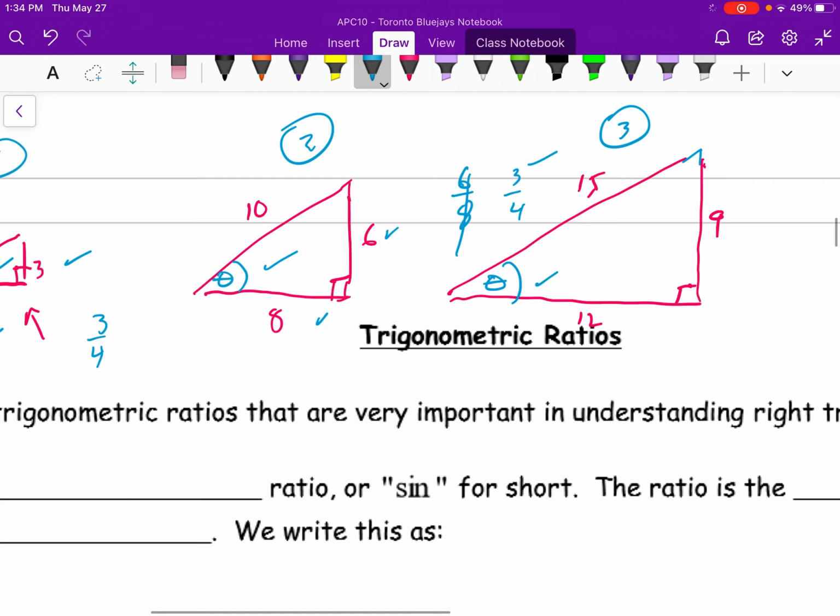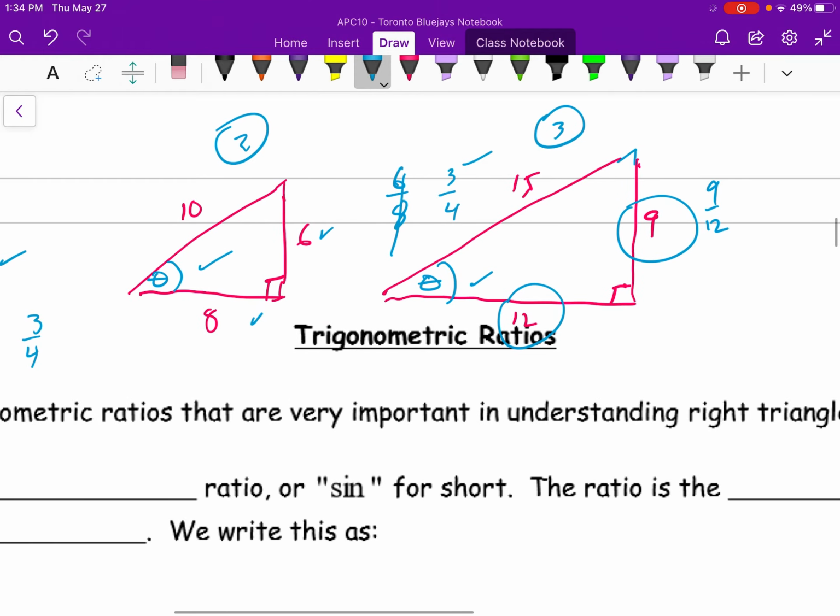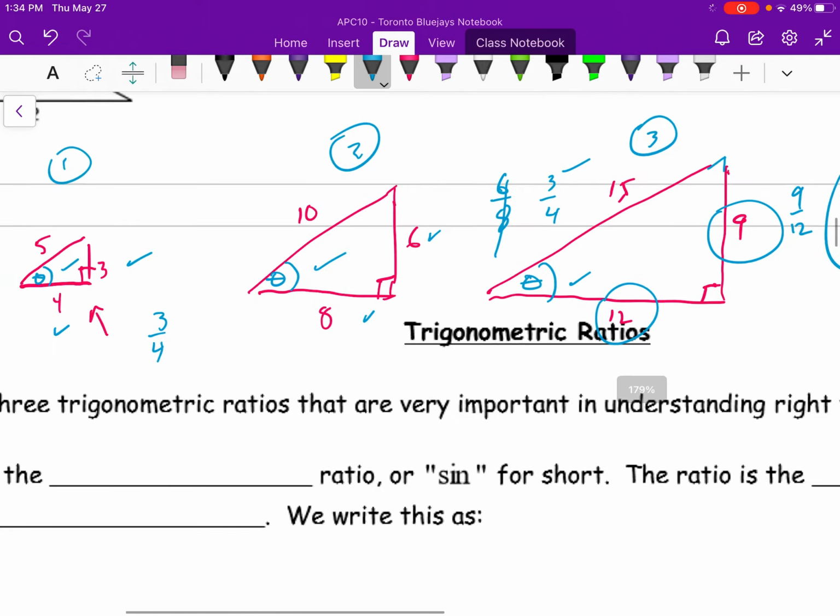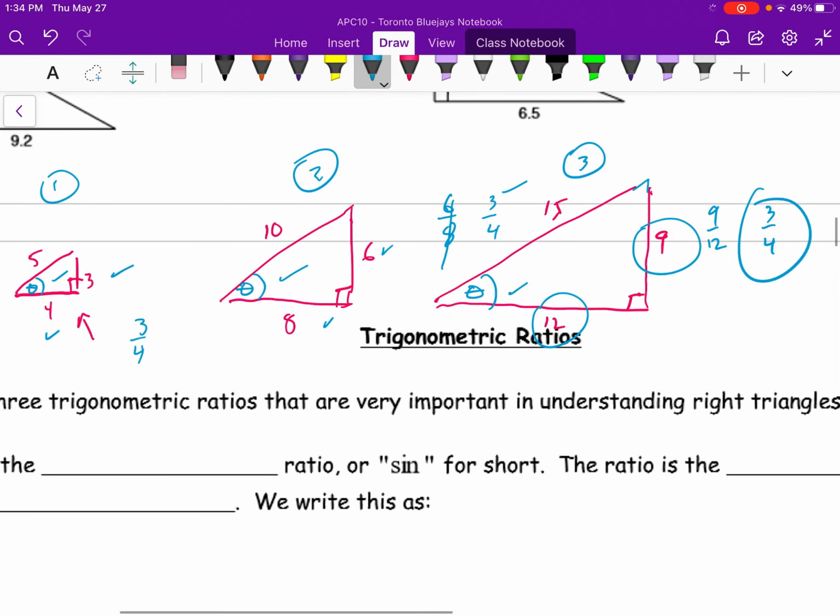Now here, let me go to triangle number 3, and we enlarged it by a factor of 3. But the ratio of the opposite side over the adjacent side is 9 over 12. And if you simplify that, that simplifies to 3 over 4. So for each of these similar triangles, the ratio of the opposite side over the adjacent side is 3 over 4. And really, this is how our conversation of trigonometry is going to begin.